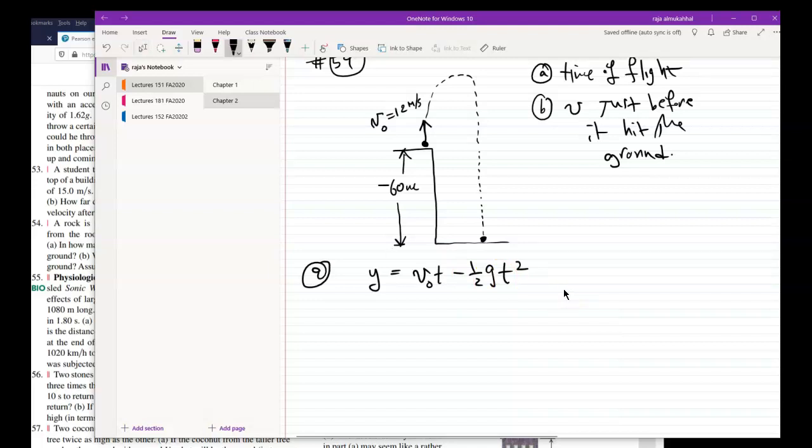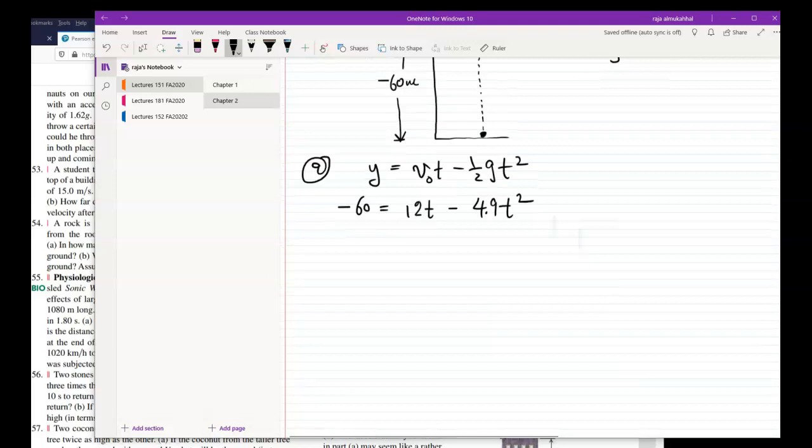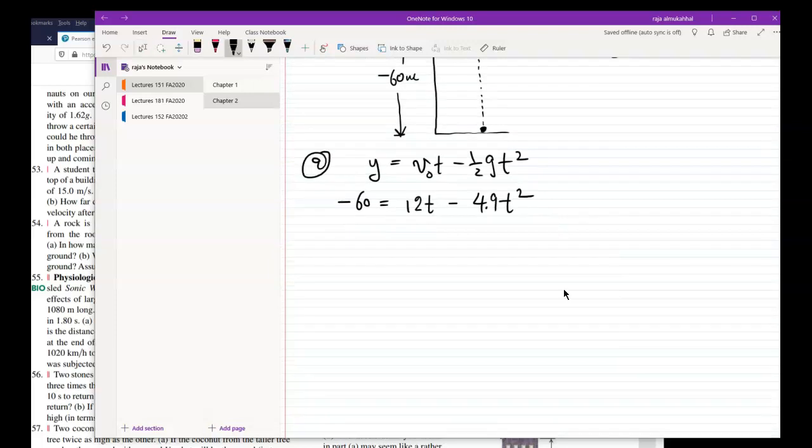Okay, look at that. So that's going to be negative 60 equals 12t minus 1/2 times 9.8, which is 4.9. I hope you memorized that by now. Times t squared, and there we go. As you can see, we have a quadratic equation. All I need to do is solve for it. So let me put everything on one side. You can do it the other way around, doesn't matter. So I'm going to end up with the following: 4.9 t squared minus 12t minus 60 equals 0. This is my quadratic equation.